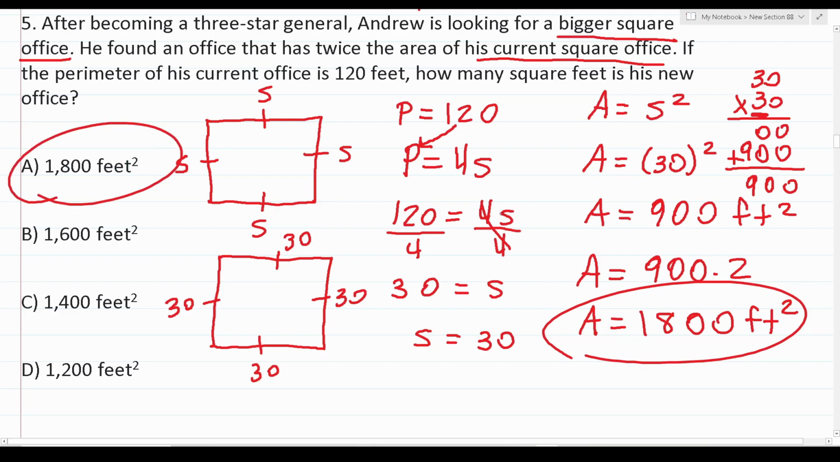Let me stress this. You have to understand the relationship between perimeter and area to be successful on the ASVAB. It's not that difficult of a concept to grasp. And if it's helpful, you can always make some diagrams to work your way through it. All right, so that's that one.